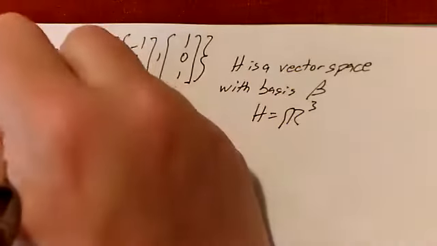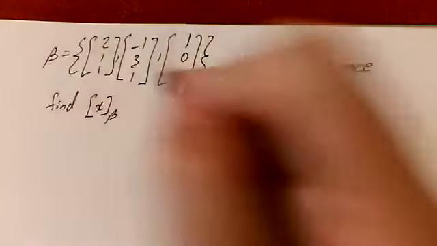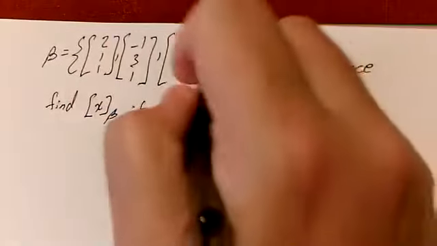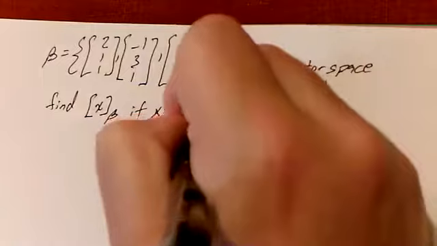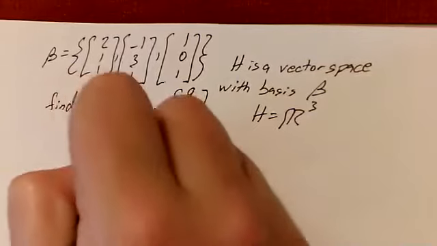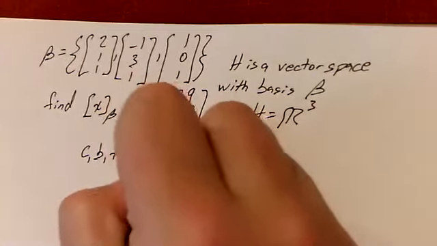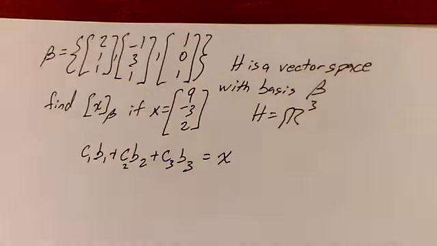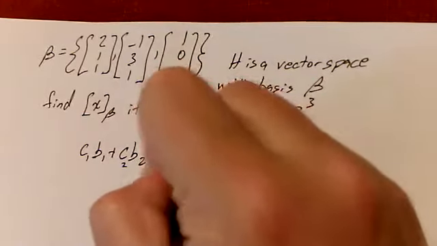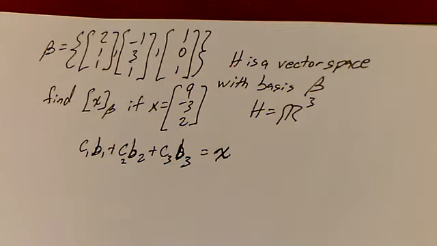So we're going to find a coordinate vector of x in terms of basis B if x is equal to the following vector, 9, -3, 2. So what we're looking for then is c1 b1 plus c2 b2, remember, my b's here are my basis vectors, plus c3 b3 is equal to x, where b1, b2, b3, and x are all vectors. So be careful to distinguish there between the vectors and the scalars.